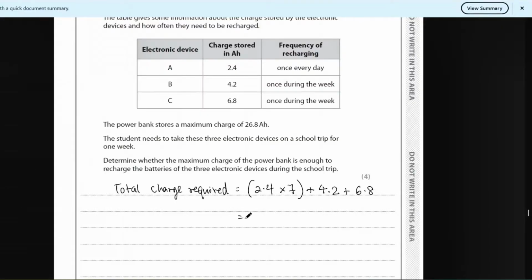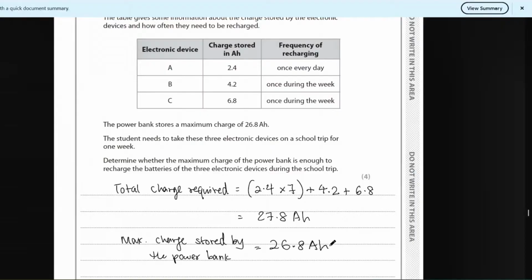So in total, the total charge required over the week would be 27.8 ampere hours of charge. Maximum charge stored by the power bank is equal to 26.8 ampere hours, which is less than what is required, 27.8 ampere hours.